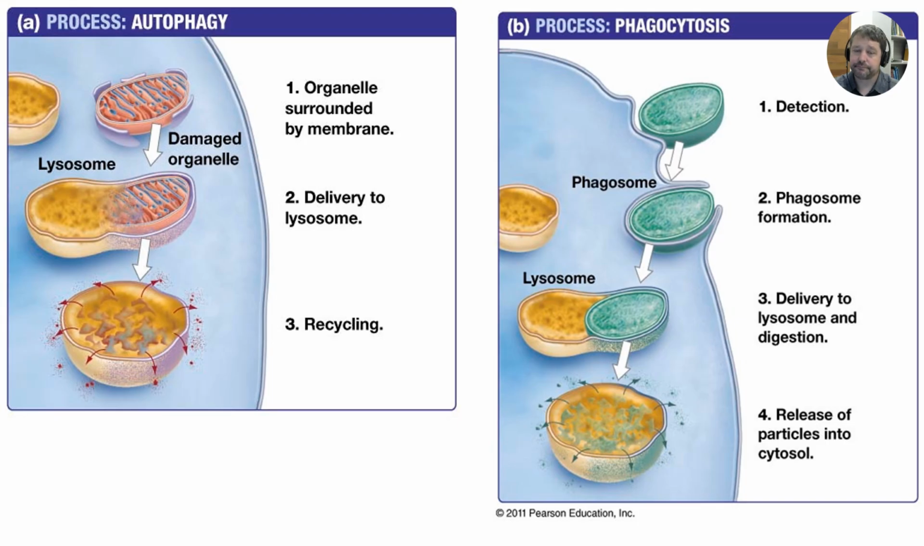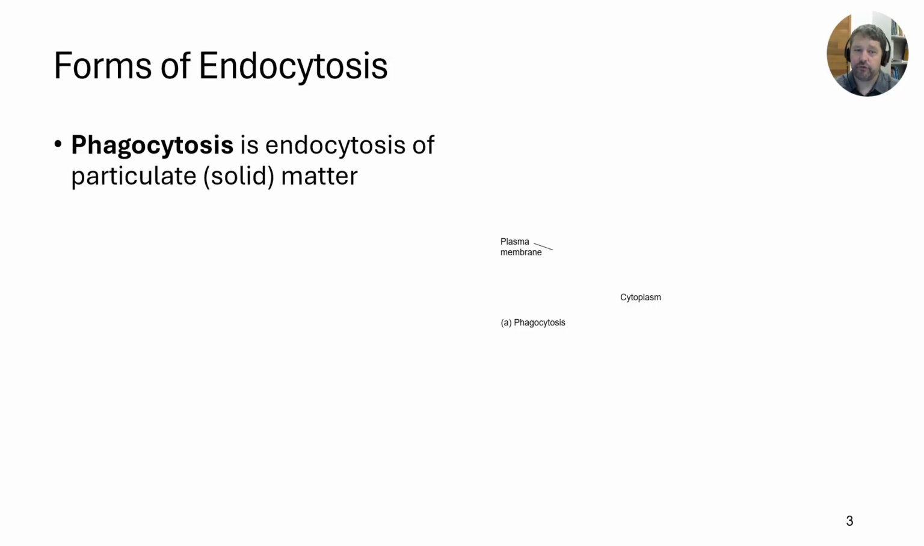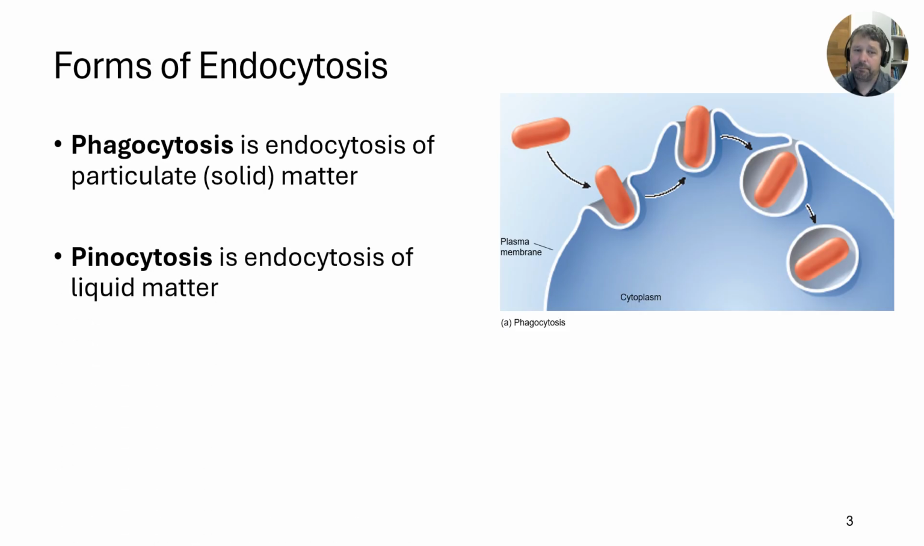So, endocytosis, again, phagocytosis. A couple things with phagocytosis. Phagocytosis is a type of endocytosis where we're dealing with solid matter. Maybe this is a bacteria and this is a white blood cell. That white blood cell is going to consume that bacteria, then destroy it. But it's solid matter.